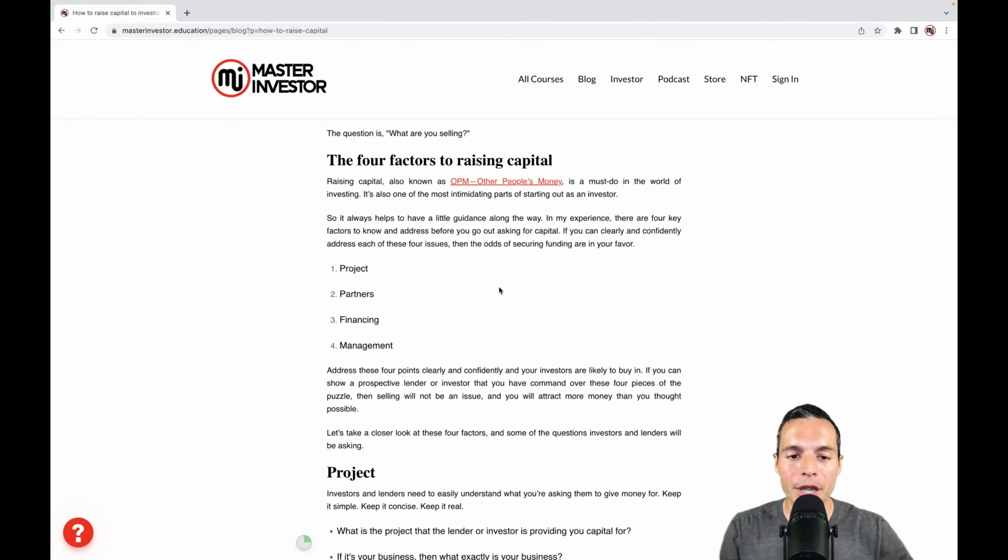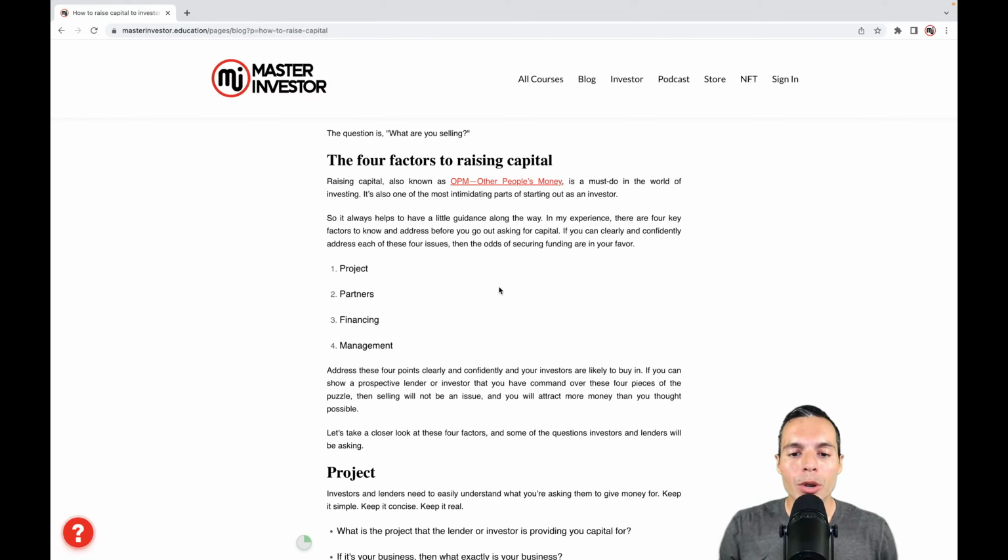Number 1, project. Number 2, partners. Number 3, financing. Number 4, management. Address these 4 points clearly and confidently, and your investors are likely to buy in. If you can show a prospective lender or investor that you have command over these 4 pieces of the puzzle, then selling will not be an issue, and you will attract more money than you thought possible.